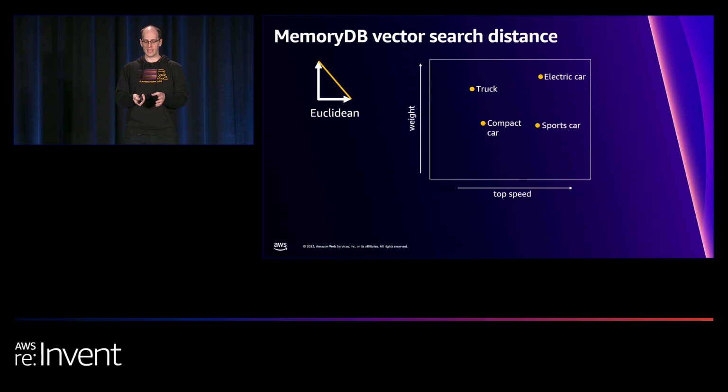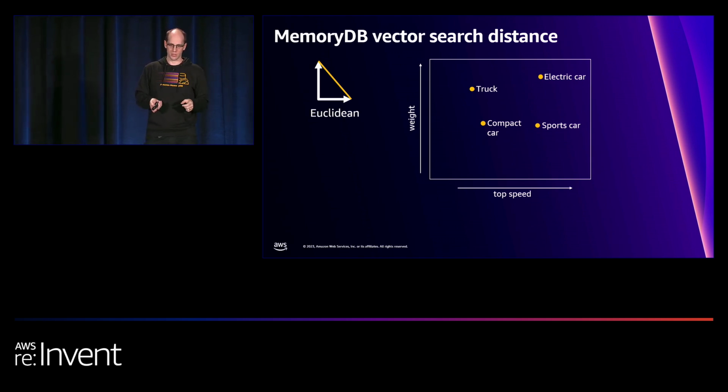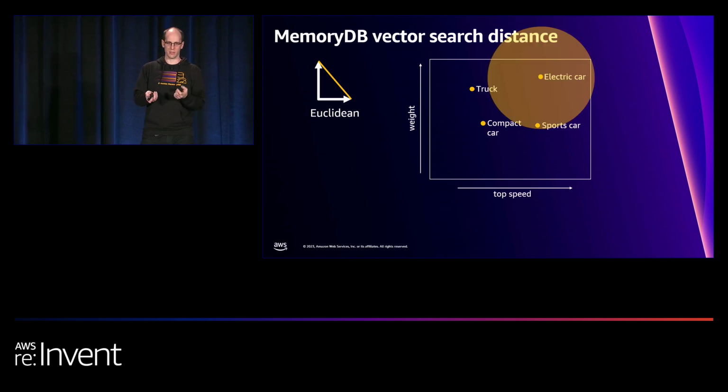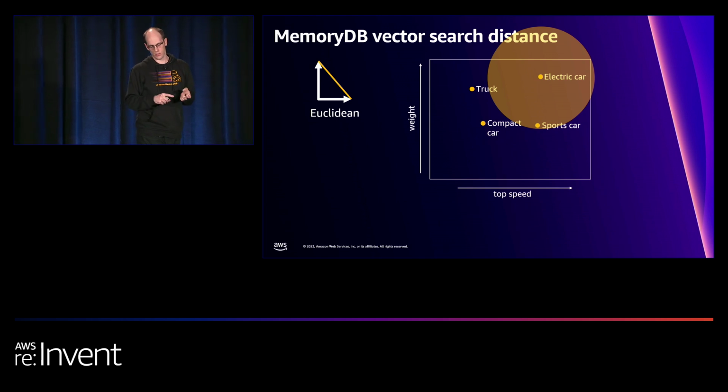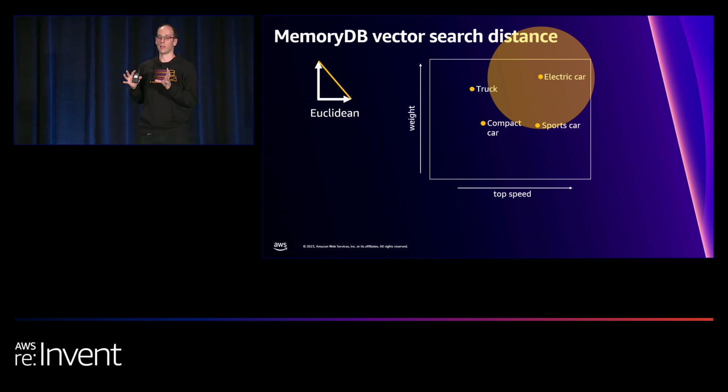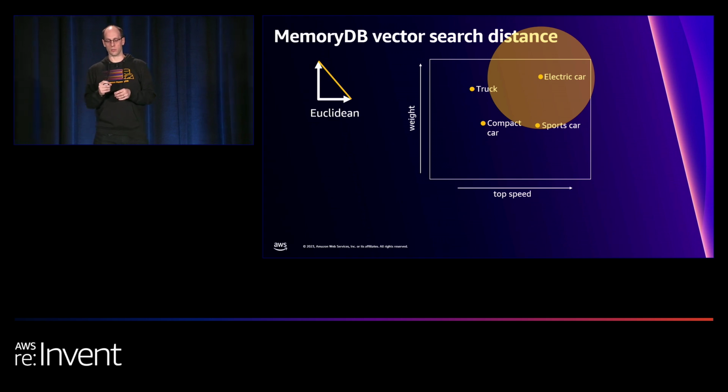The Euclidean distance measure is the linear distance between 2 data points. So let's look at which car is the most similar to an electric car. Here we look at the distance around the electric car, and the car that's the most similar would be the sports car, because that's the closest one in terms of distance to the electric car.